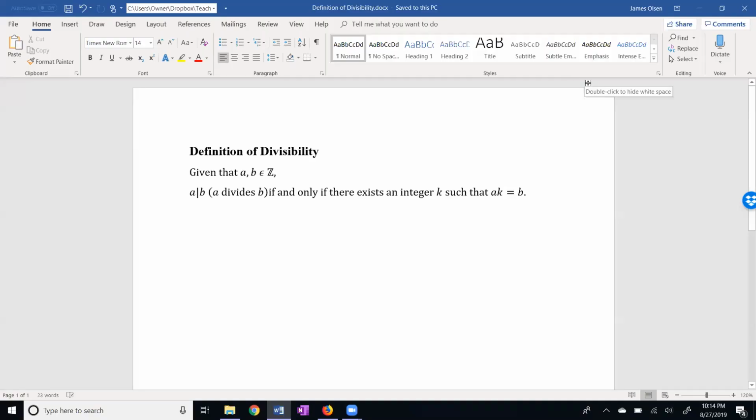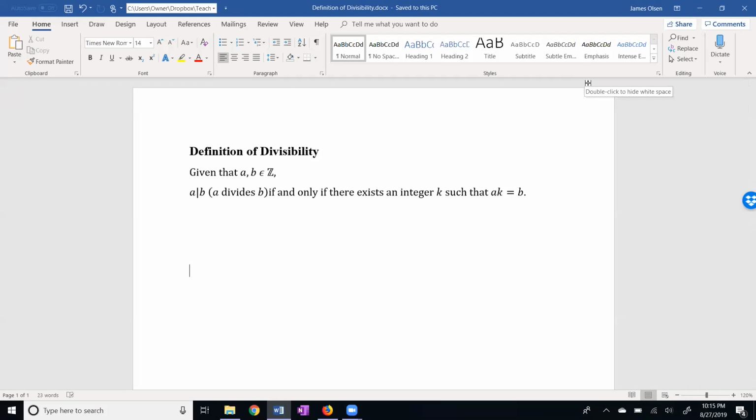I would like you to write down this definition of divisibility. It is pretty well equivalent to the previous definition. Given that A and B are integers, A divides B if and only if there exists an integer k such that AK equals B. First of all, most definitions do need to be if and only if.